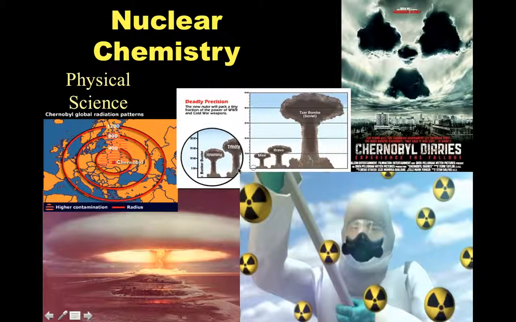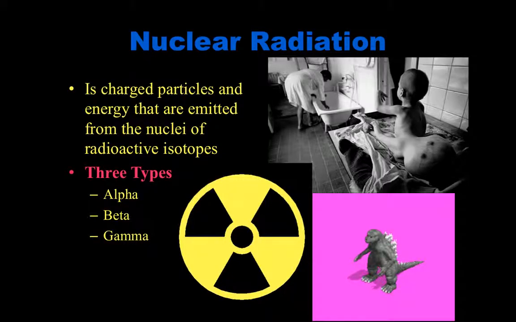What we're going to do today is discuss what nuclear chemistry is. We're going to first of all talk about nuclear radiation. Nuclear radiation is where you're dealing with particles that are charged and that emit energy from the nucleus of various different radioactive isotopes. And remember, an isotope is a variation of the mass of an element. The three types of nuclear radiation we're going to address are alpha, beta, and gamma.